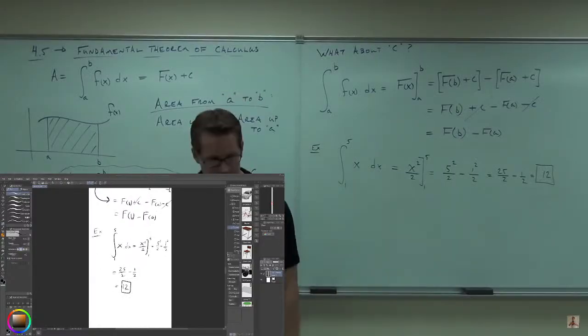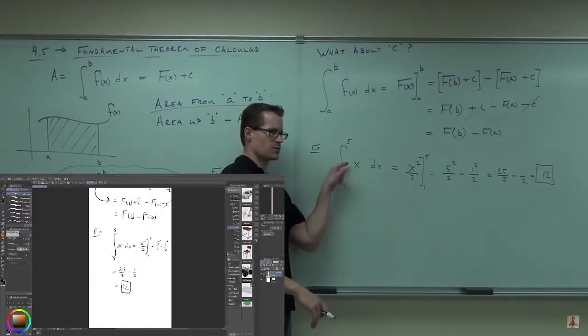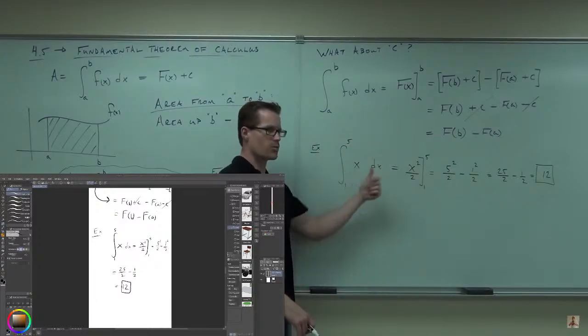What is 12? What's 12? Area. Exactly right. Area under that curve, which is just a diagonal line, from 1 to 5.